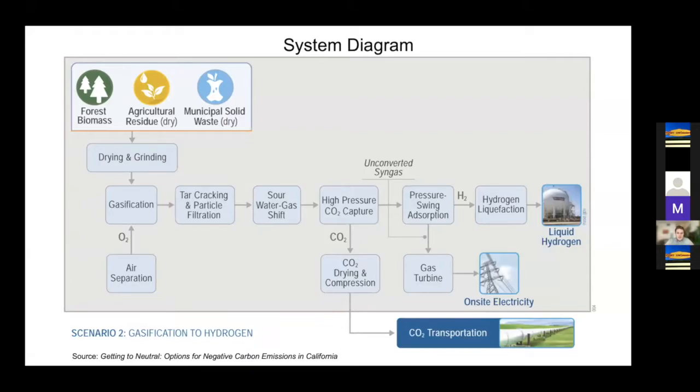The key reaction is the water gas shift reactor, turning the syngas into hydrogen, which we then clean up and purify, compress, and liquefy. And then the CO2, we're drying and compressing that, and then can send that to a CO2 pipeline to be injected underground or to be utilized.